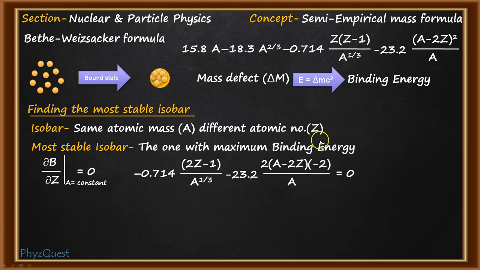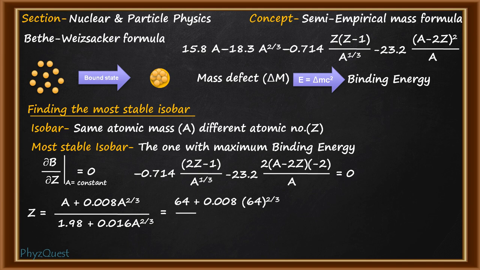Now, taking A as constant, we have to find the expression for Z from this. Upon final calculation, Z will be (A plus 0.008 A to the power 2 by 3) divided by (1.98 plus 0.016 A to the power 2 by 3). In our question, we have to find the stable isobar when A is equal to 64, so in this expression we put A as 64. So this will be (64 plus 0.008 times 64 to the power 2 by 3) divided by (1.98 plus 0.016 times 64 to the power 2 by 3). Upon final calculation, this comes out to be 28.679.